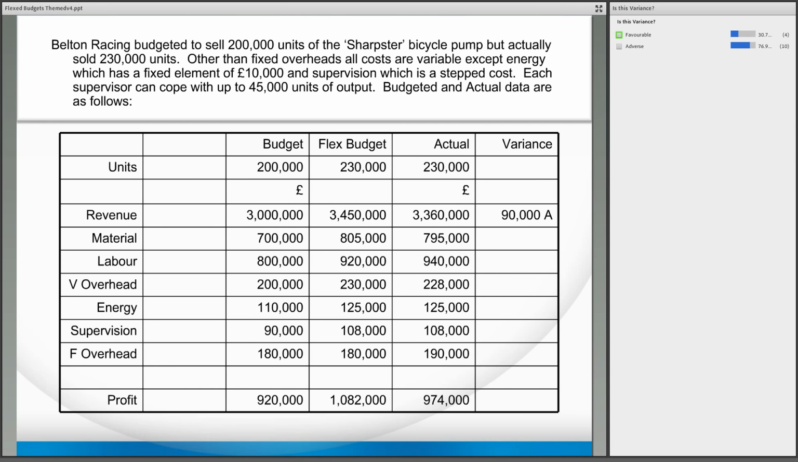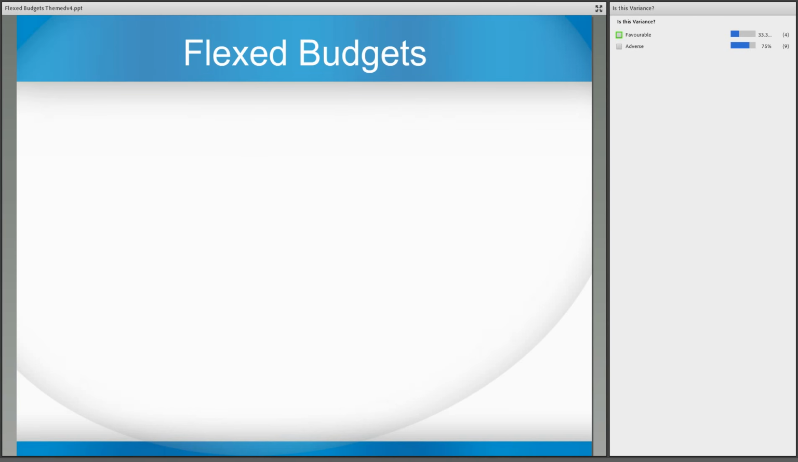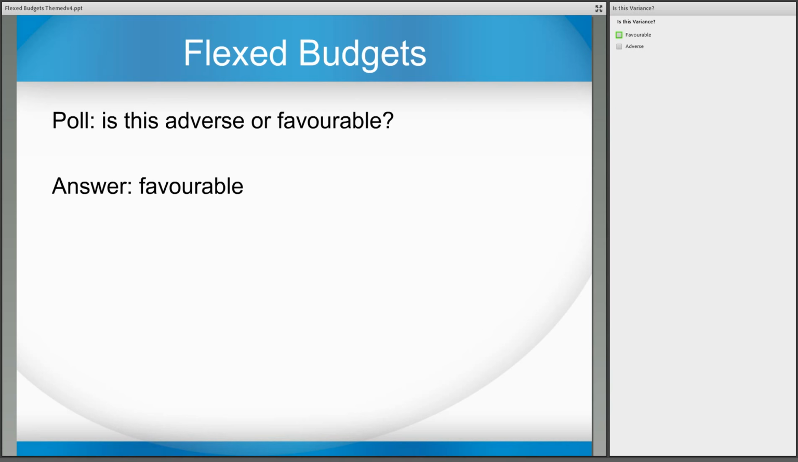Material. Our flex budget says we should have a cost of 805,000. We've actually spent 795,000. That's a difference of 10. And once again, oops. Pretend you didn't see that. All credit to the people who are indeed pretending they didn't see it. Overwhelmingly people are saying it's favourable, and if you spend less than expected, that's good news. For the amount produced, we've spent less than expected.